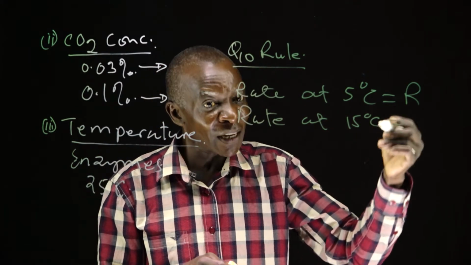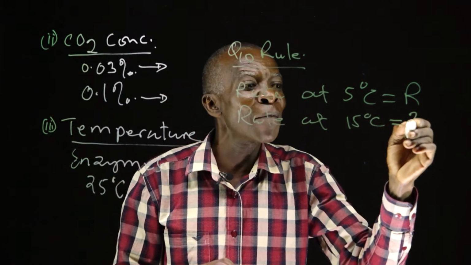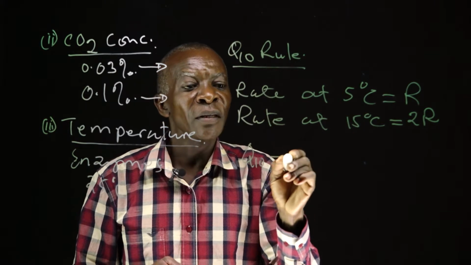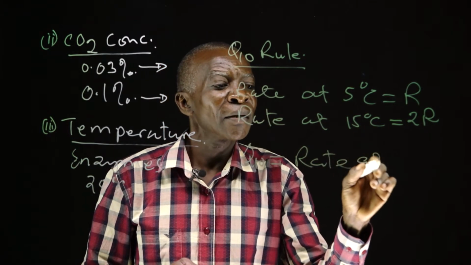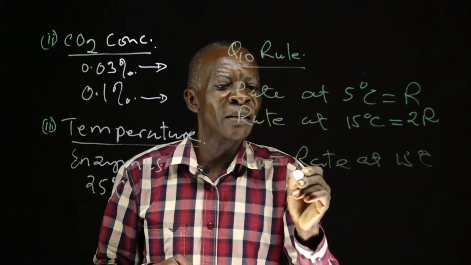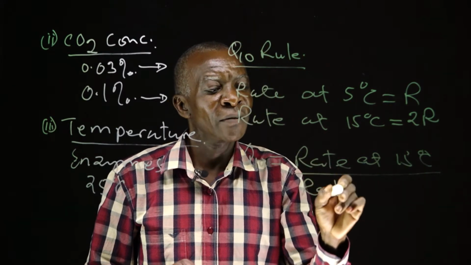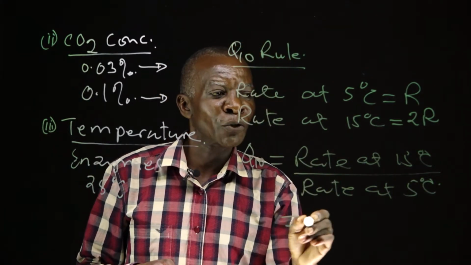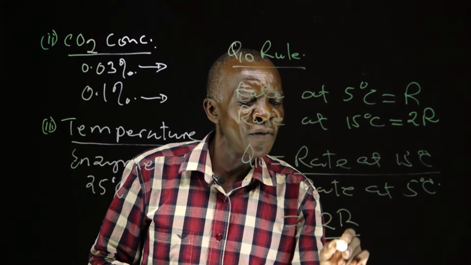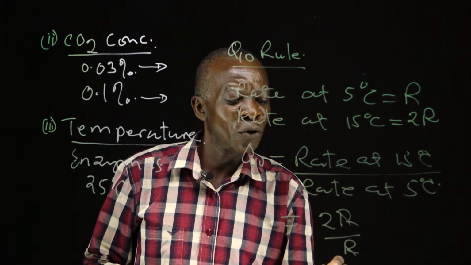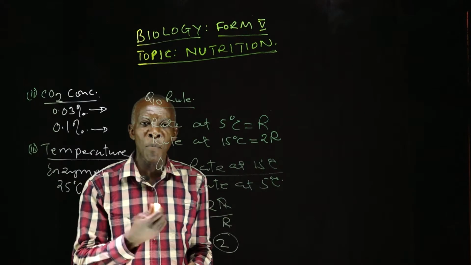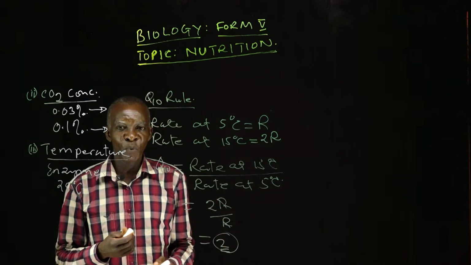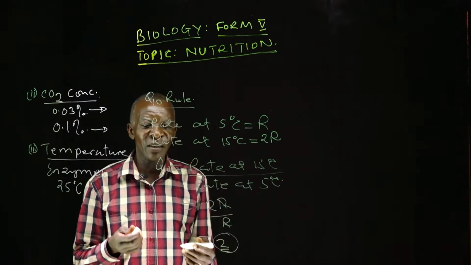So the rate at 15 degrees centigrade will double. That will be 2R. Now what will be the Q10? This will be rate at 15 degrees centigrade over rate at 5 degrees centigrade, and this will be equal to 2R over R, which is equal to 2. This is what we mean by double. Rate of a reaction doubling goes twice as much with even 10 degrees centigrade rise in temperature.